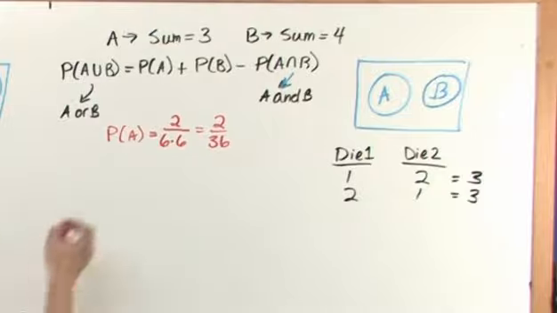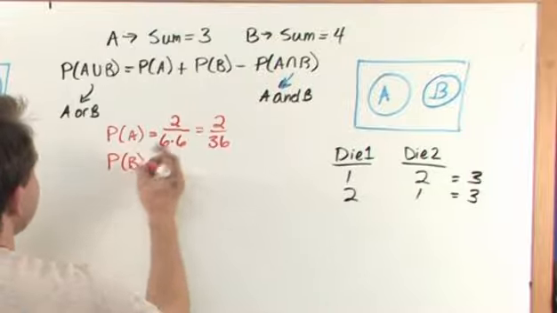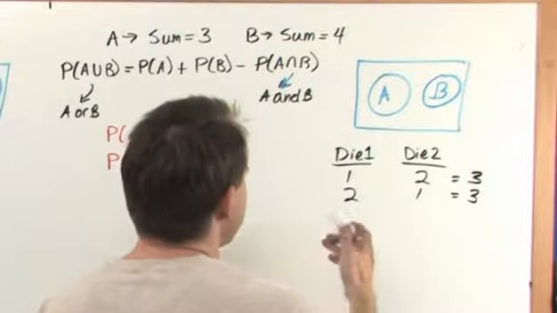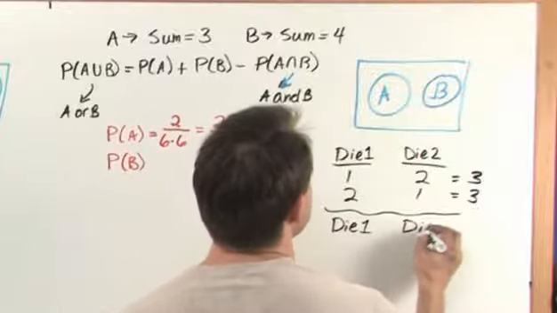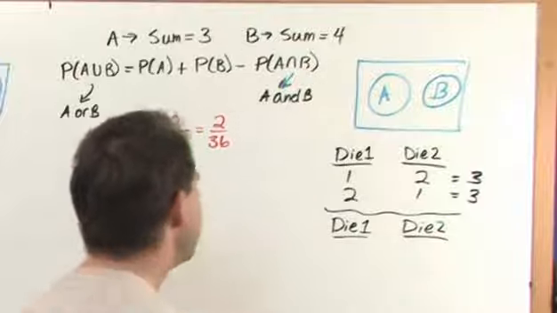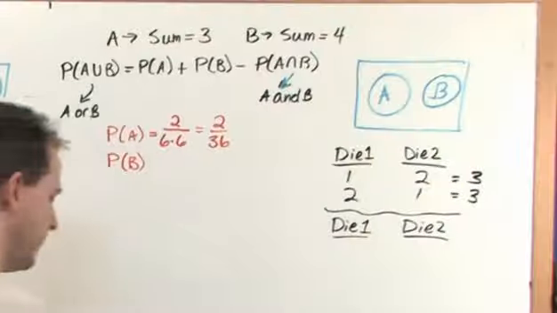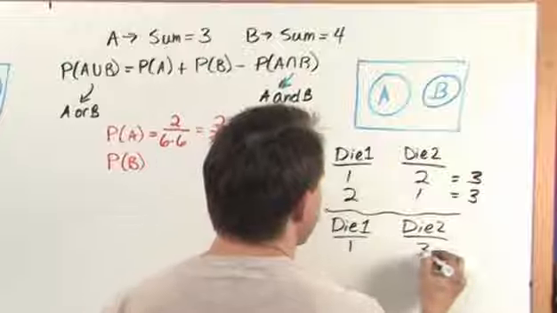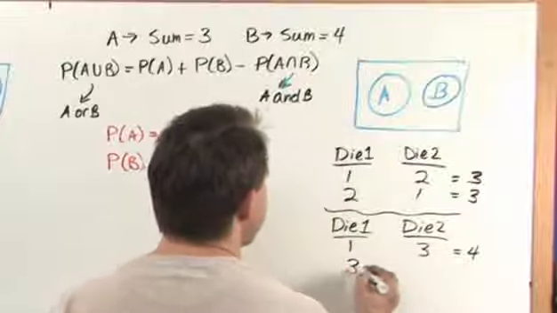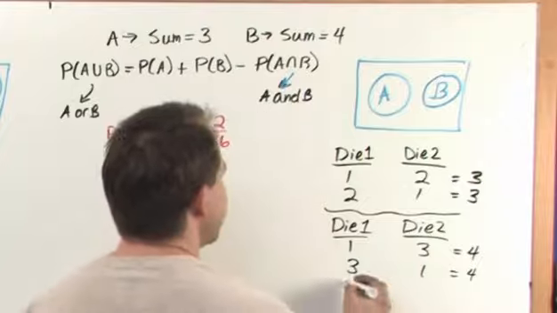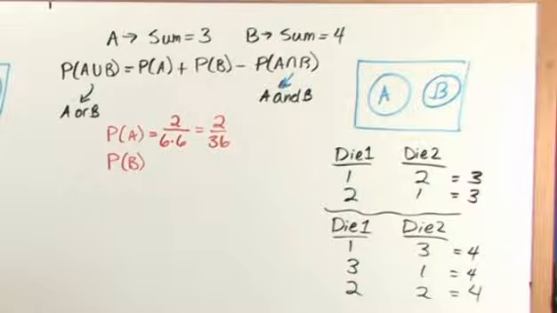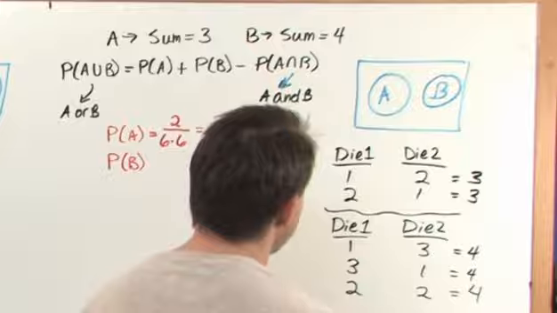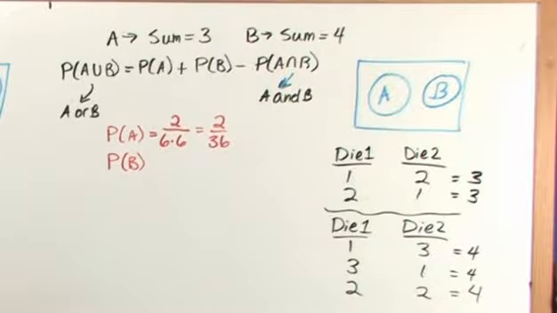Okay, 2 over 36. Now what's the probability of B happening, which is getting a sum of 4? So let's go back over here and say here's die 1 and die 2. What I'm trying to find out is how can I get a sum of 4? Well, if I get a 1 here and a 3 here, I'll get a 4. If I get a 3 here and a 1 here, I'll get a 4. And if I get a 2 here and a 2 here, I'll get 4. So I believe there's only 3 ways to get a sum of 4. I don't believe there's any other combination you can choose to get a sum of 4.